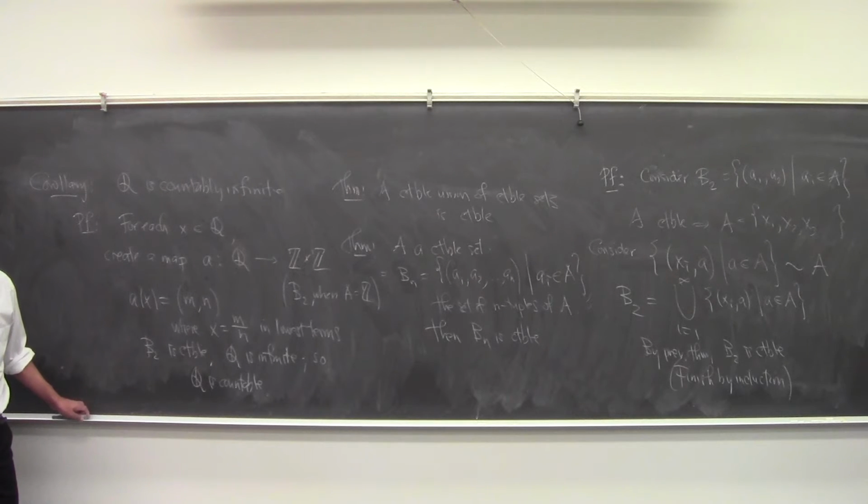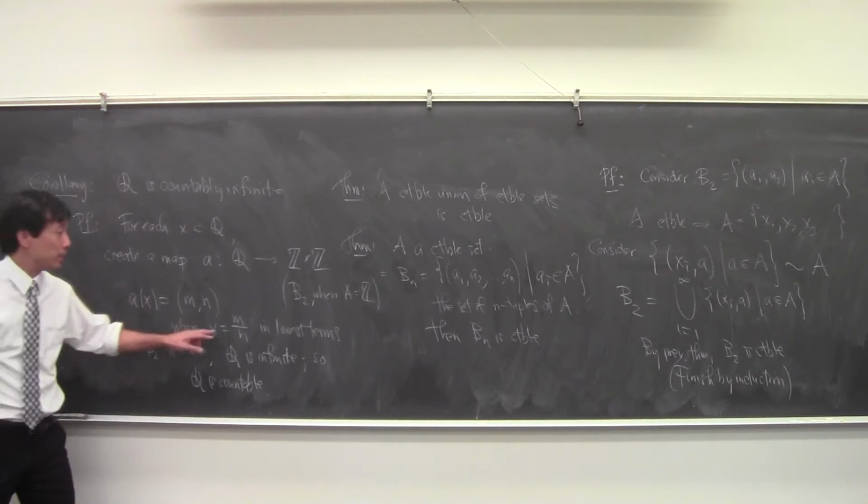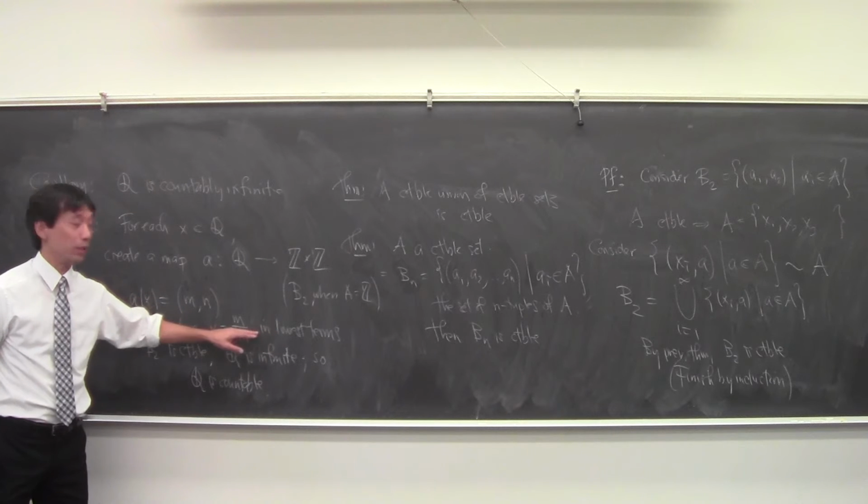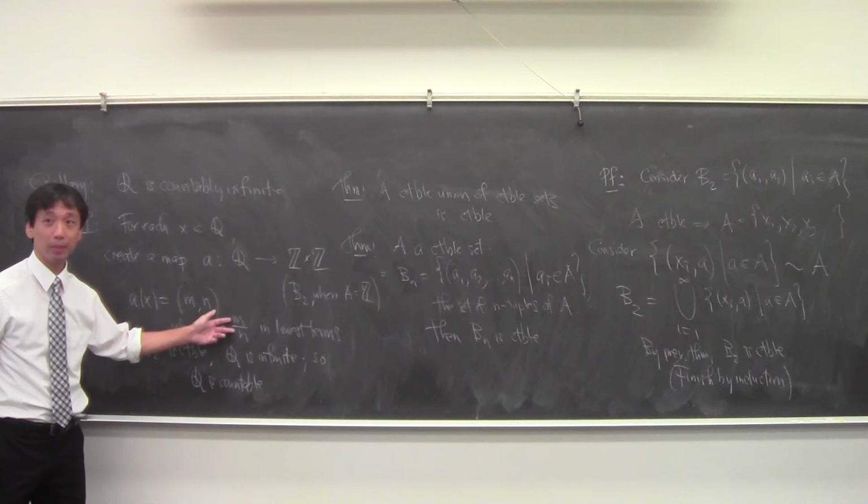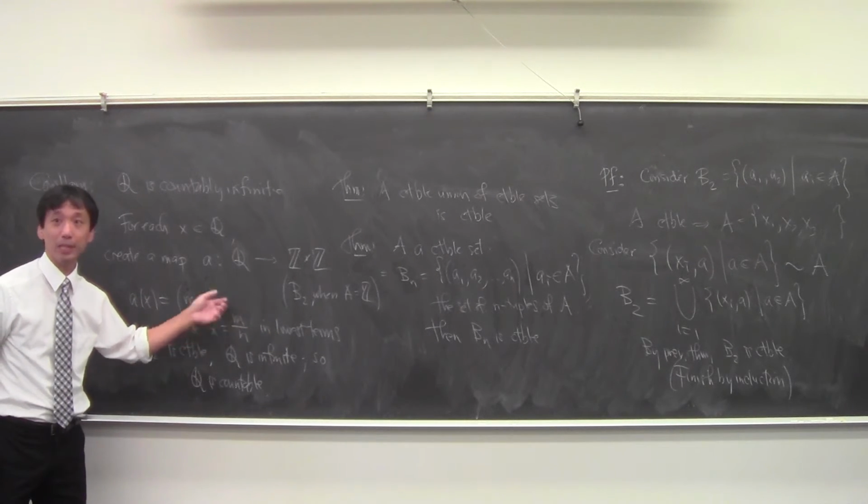Does m have to be necessarily different than n in this case? Yes, because I'm assuming it's in lowest terms. So they can't be the same. Then it'd be one.